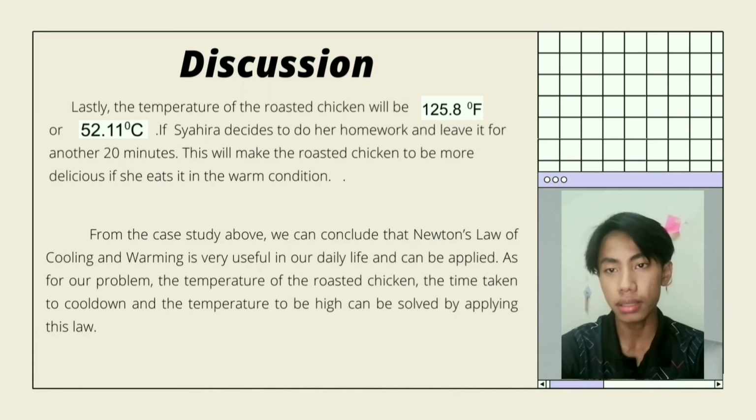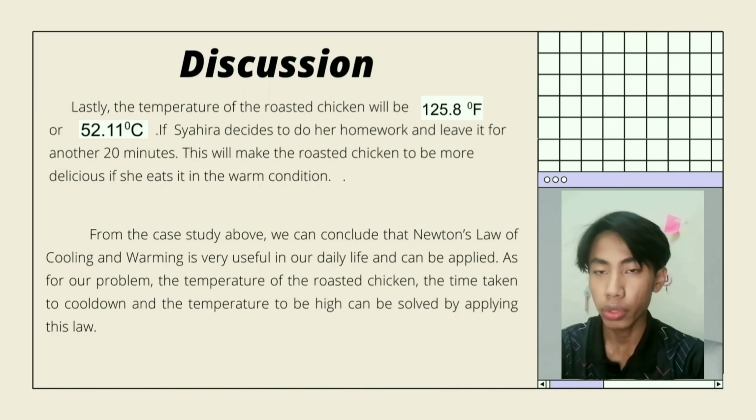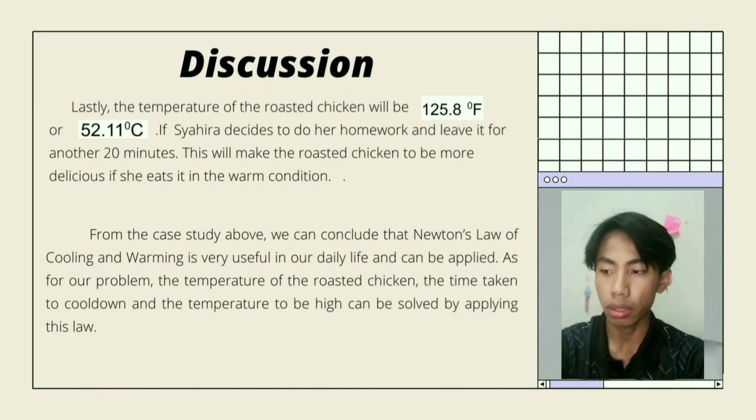So from the case study above, we can conclude that all of the studies above from Newton's law of cooling and warming are very useful in our daily life and can be applied to any problem of matters. As for our problem, the temperature of the roast chicken, the time taken to cool down and the temperature to be high can be solved by applying this law.